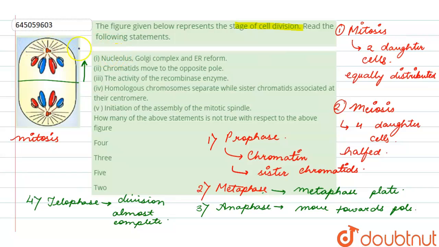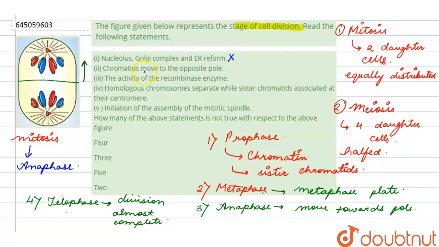The first is Nucleolus, Golgi complex and ER reform. Alright, so this will not, as we can see when we look at this image, here these six sister chromatids are moving towards the pole, right? Now this reformation of all these organelles will take place in the telophase stage, right? Whereas our image is not showing the telophase stage, it is showing the anaphase stage. Alright, so this statement will be incorrect.